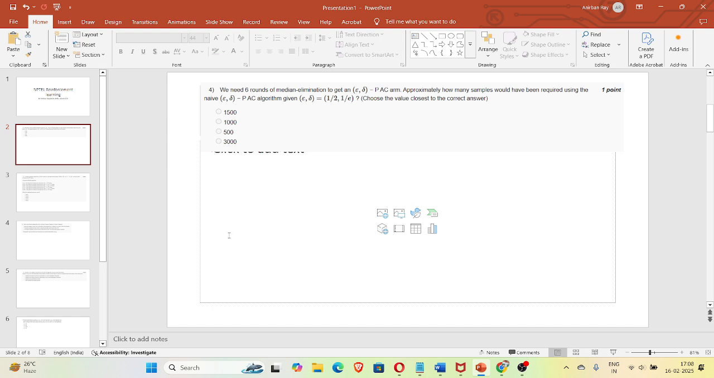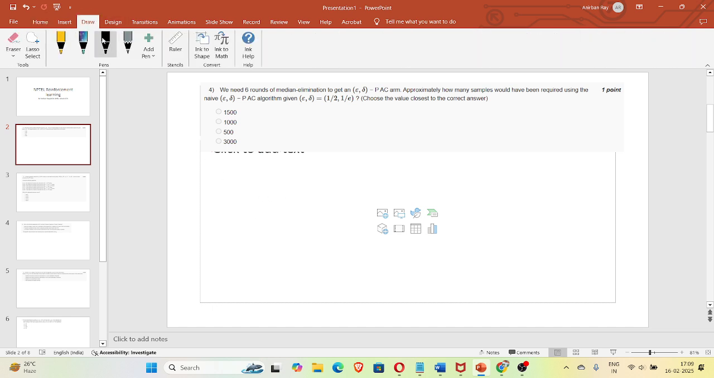With the median elimination method we need 6 rounds. Okay, so for the naive approach, how many samples would be required? Okay, so this is the question. So the point is that there are 6 rounds of median elimination to get the PAC arm.